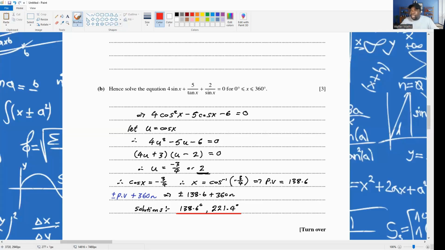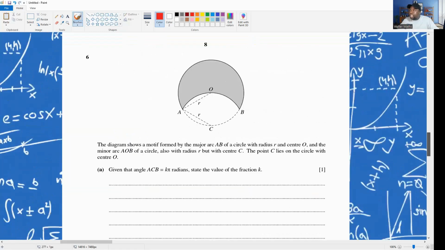Right, let's move on to the next question. And the next question is number 6. On number 6, the question says, the diagram shows a motif formed by the major arc AB of a circle with radius R and center O, and the minor arc AB of a circle, also with radius R, but with center C. The point C lies on the circle with center O. So on A, they say, given that angle ACB is equal to K pi radians, state the value of the fraction K.